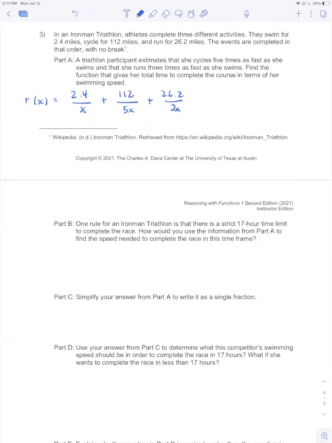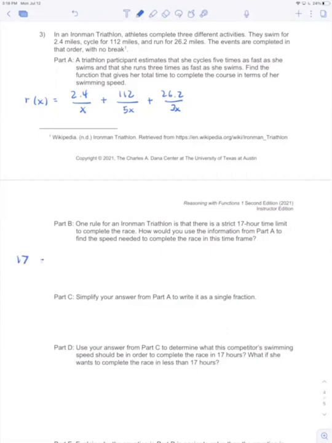Part B, one rule for an Ironman triathlon is that there is a strict 17-hour time limit to complete the race. How would you use the information from part A to find the speed needed to complete the race in this time frame? Well, we would use the same equation. We would just set it equal to 17. So this is actually part B. Let me just go down here.